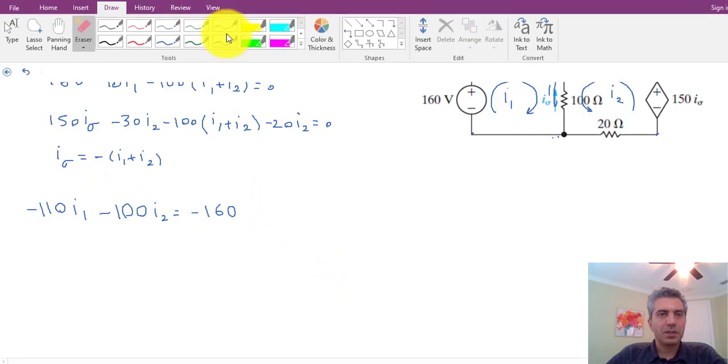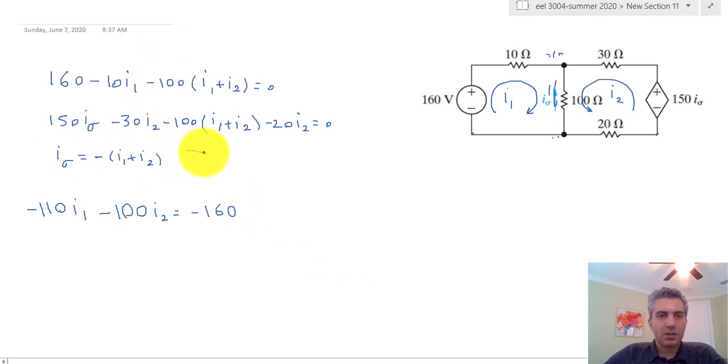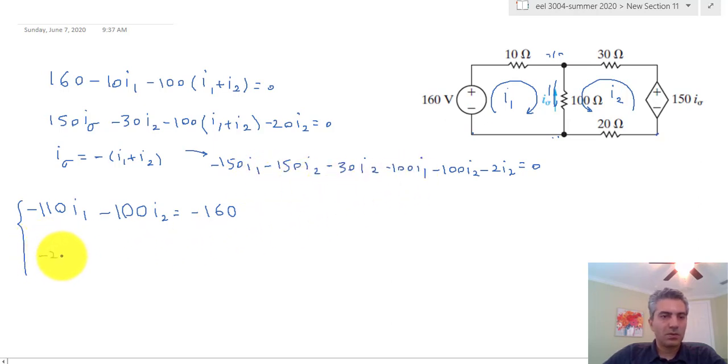For the second equation, let's quickly rewrite this one. That would be minus 150 I1 minus 150 I2 minus 30 I2, and then another minus 100 I1 minus 100 I2 minus 20 I2 is equal to 0. So we go here, minus 150 minus 100, that would be minus 250 I1. Sorry, this is 20. Minus 150, another minus 50, that would be minus 200, and then with this, minus 300. So minus 300 I2 is equal to 0.